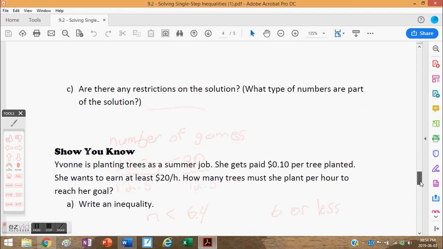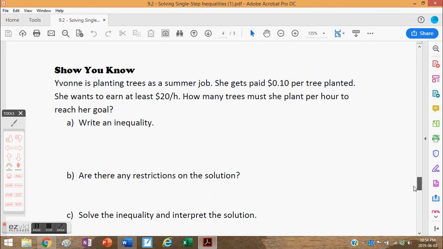And I believe we've got a little show you know coming up. Lovely. Something for you to try. Yvonne is planting trees as a summer job. She gets paid 10 cents a tree planted. She wants to earn at least $20 an hour. How many trees must she plant per hour to reach her goal?